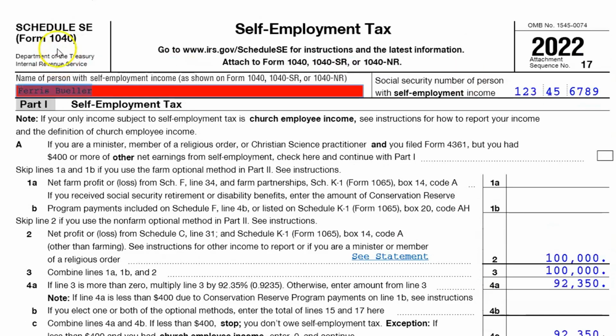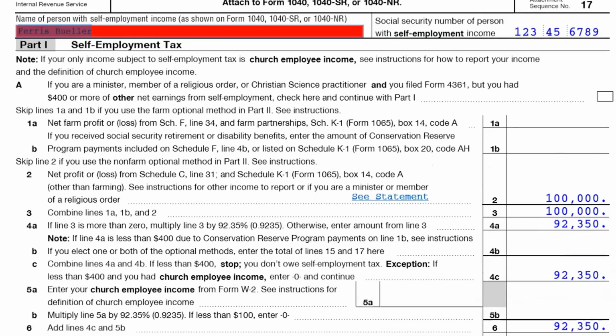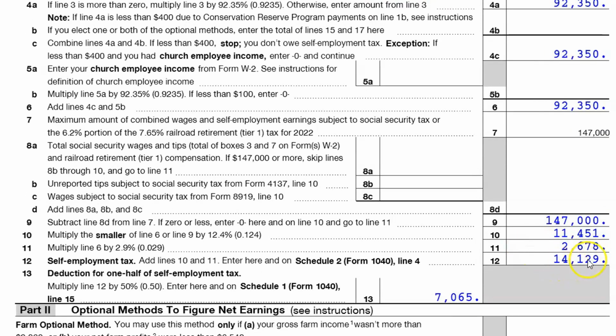So if you go to Schedule SE, the self-employment tax, you can see how that's all calculated. And he's got to pay $14,129. That's self-employment tax. Now, half of it is deductible, but he's still got to pay this tax here.